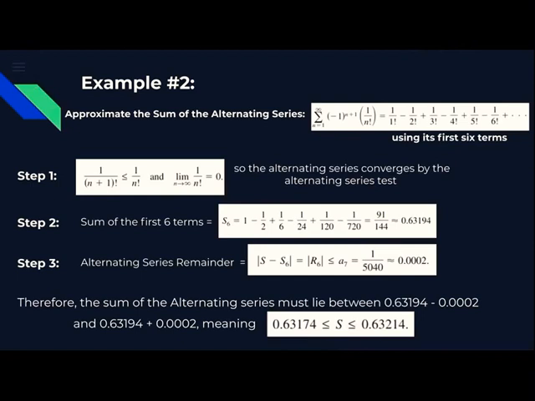Therefore, the most the error could possibly be is 0.0002. So, the sum of the alternating series must lie between 0.63194 minus 0.0002 and 0.63194 plus 0.0002, meaning that the sum is between 0.63174 and 0.63214. Alright, I hope that made sense.